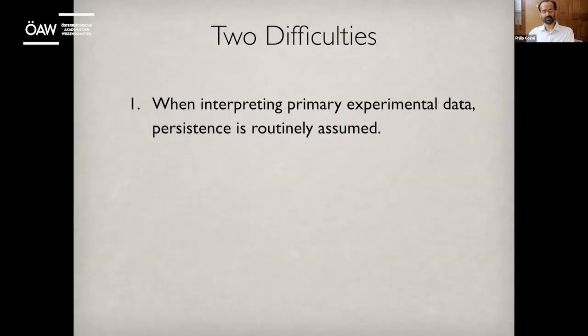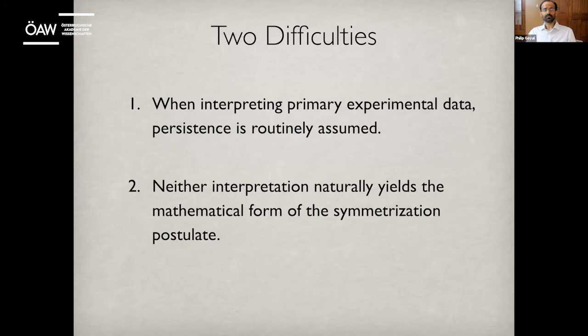The second issue is more subtle, and it's rarely remarked upon, which is that neither interpretation, when you formalize it in a natural way, yields the mathematical form of the symmetrization postulate. This raises the bar, in a sense, for any interpretation of quantum theory or any part thereof. Which is to say that if you really say that you understand a part of quantum theory or quantum theory as a whole, intuitively, conceptually, then you really ought to be able to formalize it, possibly with the addition of additional assumptions, of course, and derive the formalism itself. And that gives you real confidence in your interpretation. And if you can't do that, then that really does cast doubt on your interpretation. I'll come back to this idea in a moment.